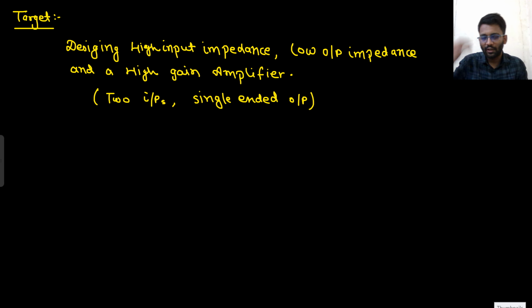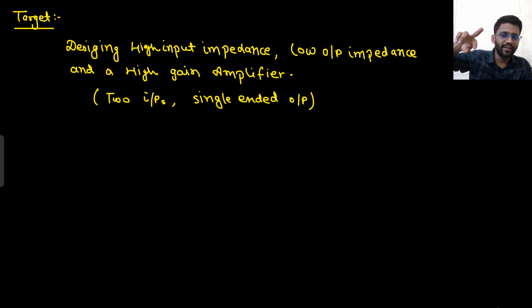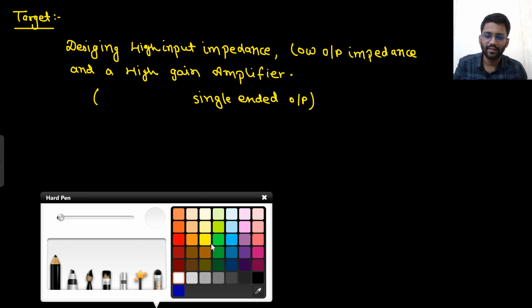Well and good. So now what is our target? Our target is to design a high input impedance, low output impedance, and high gain amplifier. And one more thing we need to take care of is that there should be two inputs and one output. So, not two input, I should write double ended input.